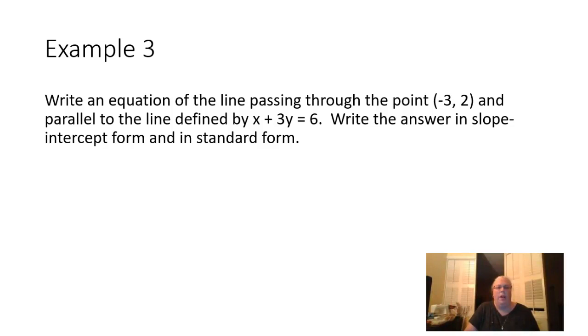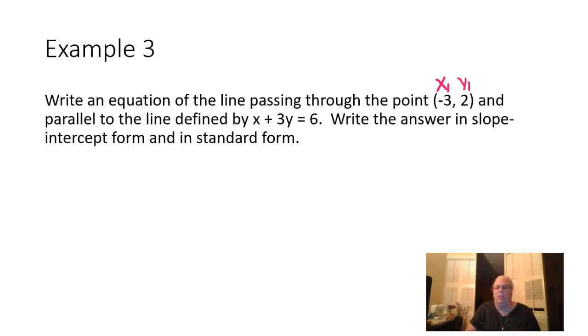Example 3. Write an equation of a line passing through the point (-3, 2), and parallel to the line defined by x plus 3y is equal to 6. And then we're going to write our answer in slope-intercept form and in standard form. Okay, so we have our point here. We've got our x1, y1.